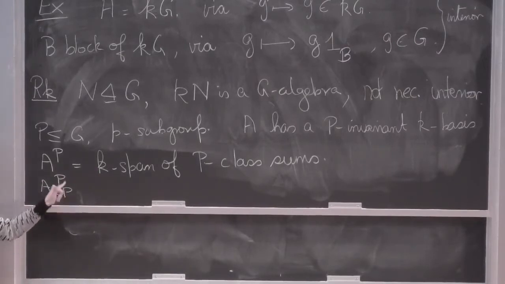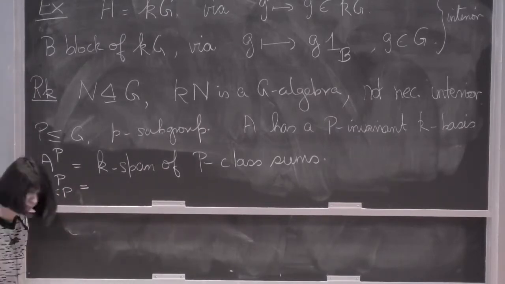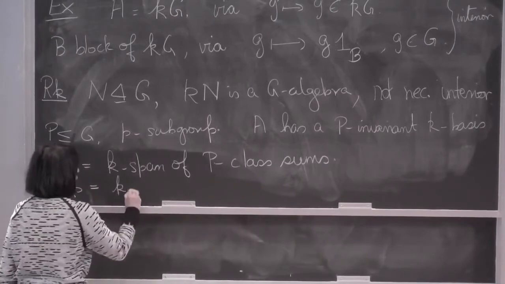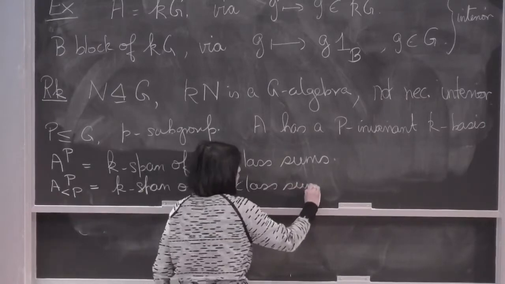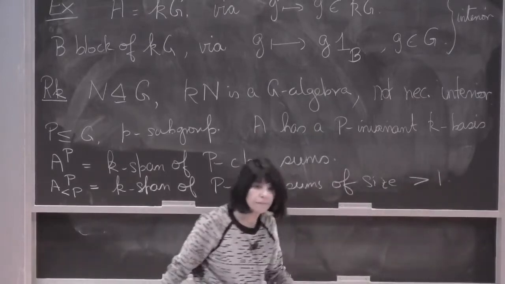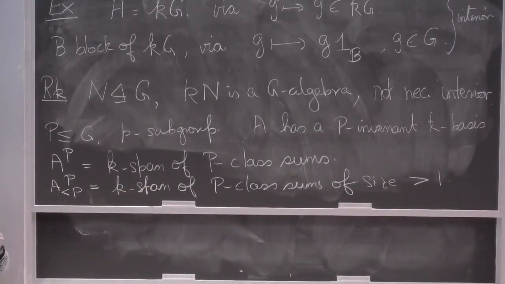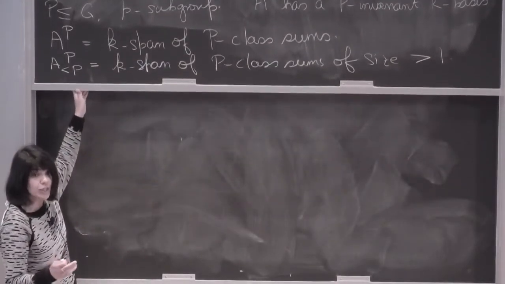What is this ideal A_{<P}^P? And here I'm using the fact that now the characteristic is p and P is a p-group. This is the K-span of P-class sums of size greater than 1. So if you quotient out all the class sums of size greater than 1 from all class sums, you're going to be left with class sums of size 1. And what is that telling you? That is just the centralizer in G of P.